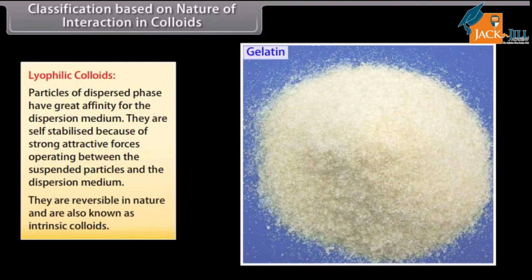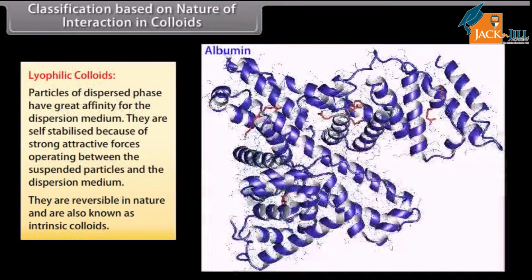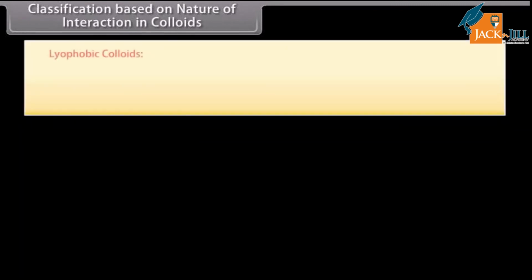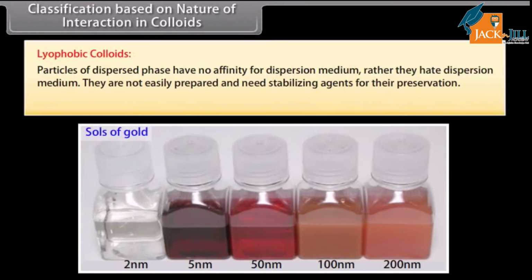They are reversible in nature. They are also known as intrinsic colloids. For example, gums, starch, gelatin, and albumin. Lyophobic colloids. Particles of the dispersed phase have no affinity for the dispersion medium. Rather, they hate the dispersion medium.